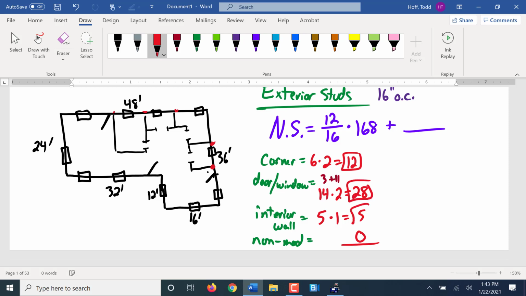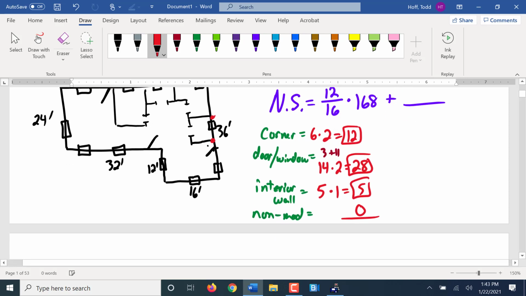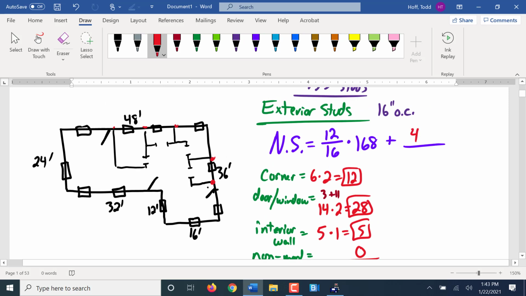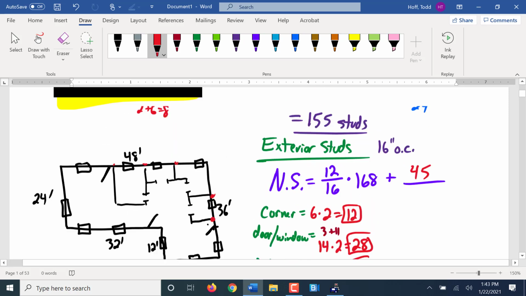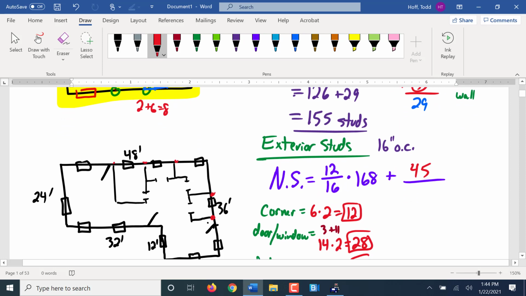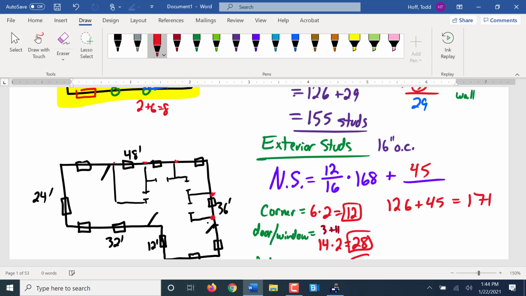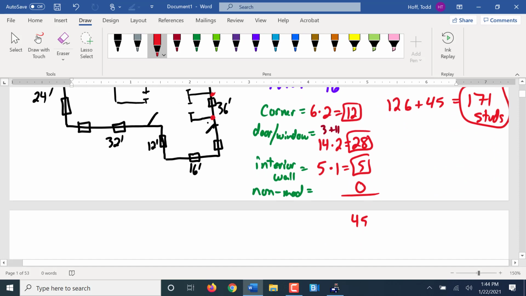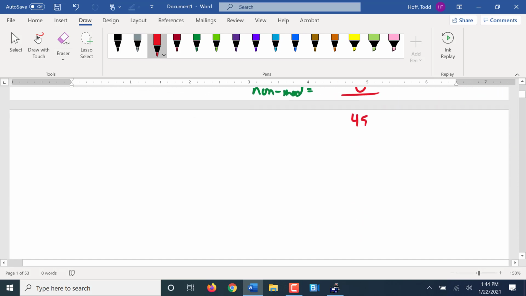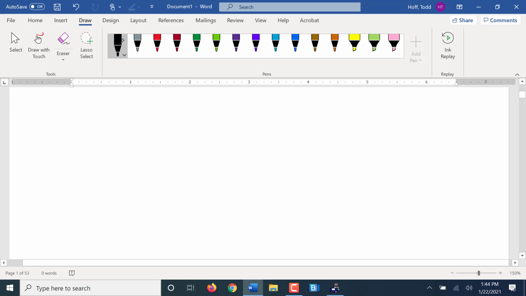So what's our total? The dimension that doesn't divide by 5 or by 4. 45. So we add 45. So 12 sixteenths, 12 divided by 16 plus 1 or times 168 is 126 plus 45 is 171 studs. Loads of fun? Sure, right?